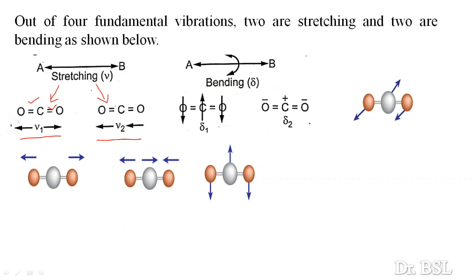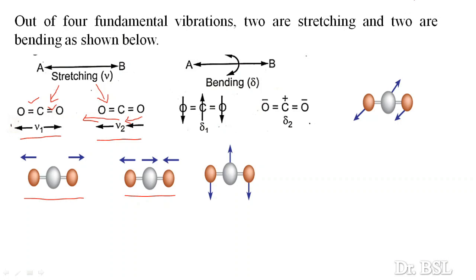In case of asymmetric stretching, the two CO bonds contract and relax, stretching in the same direction. So one bond increases its bond length, and in case of another bond, the bond length decreases. This is known as asymmetric stretching. Here it is shown in visual manner.